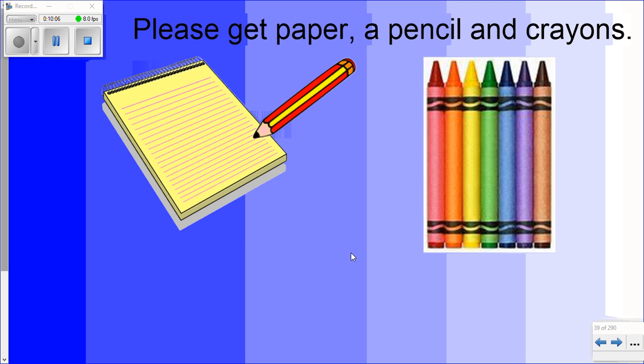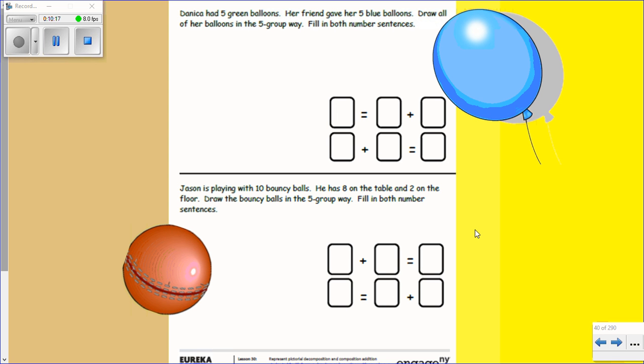Now it's that time for you to get your paper, pencil, and coloring supplies. Here are 2 story problems for you to work on today. Aside from trying your best to read the story problem on your own and drawing the picture that will match it, you need 2 equations to match this math story. So try to read the story on your own, draw the pictures that will match the story, and then write the 2 equations that will go with it.